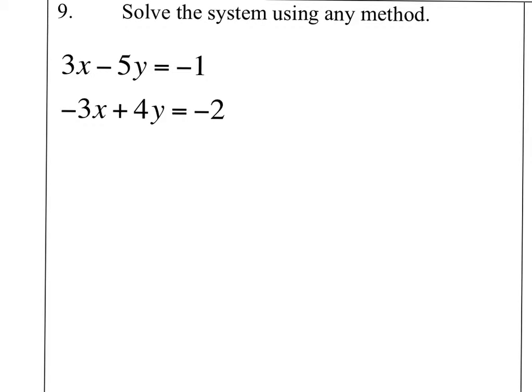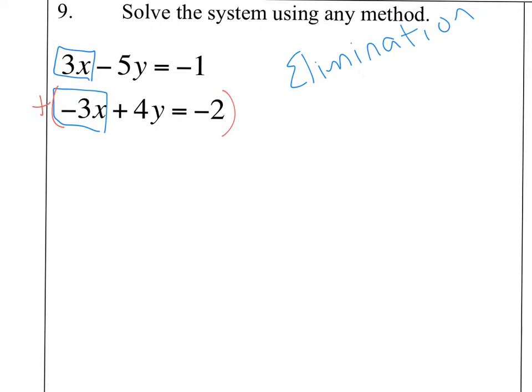Next, we're solving a system using any method. I notice in inspecting this that I have two coefficients that are of opposite signs but the same number. That suggests to me that elimination might be a productive method to solve this problem without causing myself too much pain. Let's see what happens if I add these two equations together.